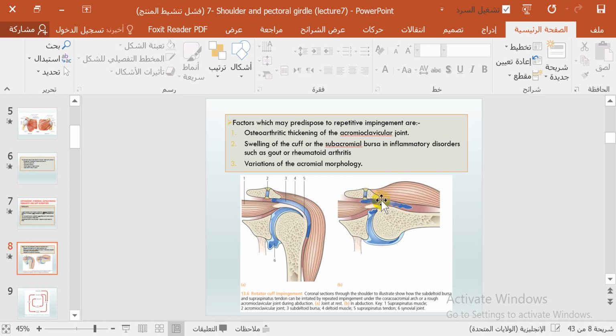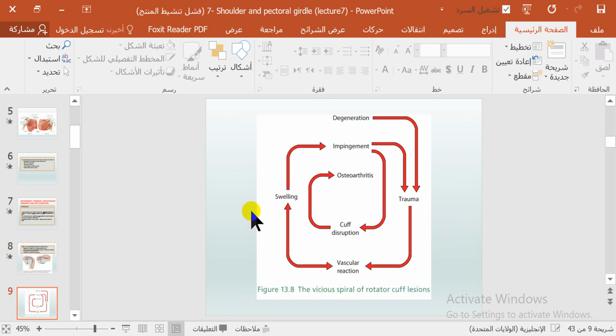These factors may predispose to repetitive stress and trauma to this cuff tendon, leading to tendinitis and impingement. So the degenerative process might lead to trauma. Trauma causes a vascular reaction with swelling, and this swelling causes impingement. Impingement also leads to cuff disruption and may end with osteoarthritis. This is a circle, or vicious spiral, of rotator cuff lesions. Each one leads to the other and ends with osteoarthritis of the shoulder and acromioclavicular joints.